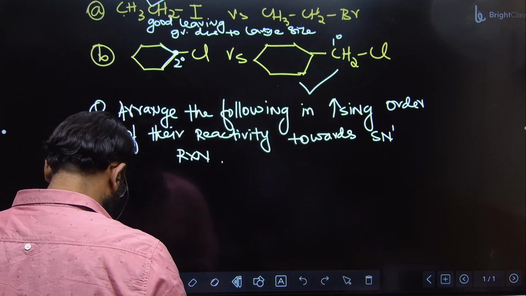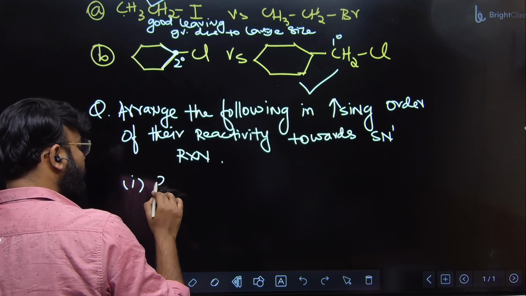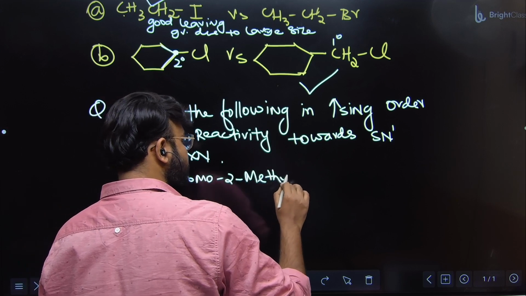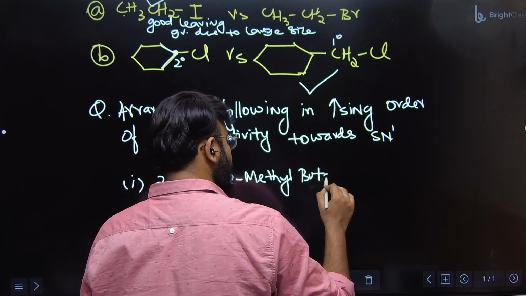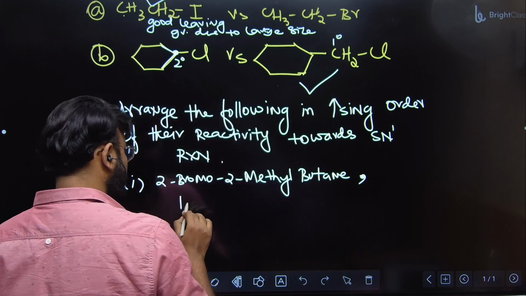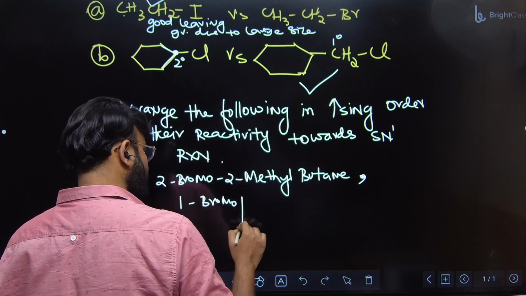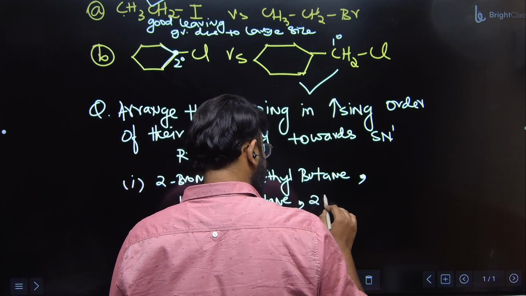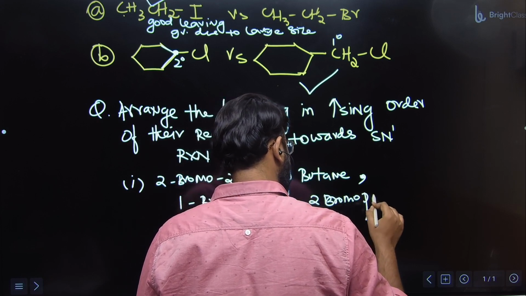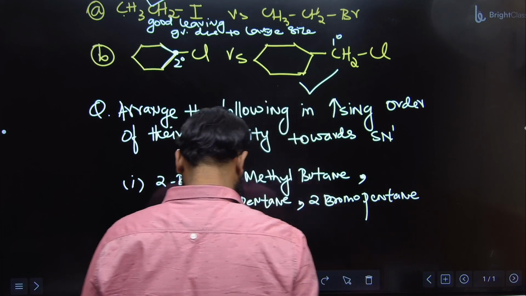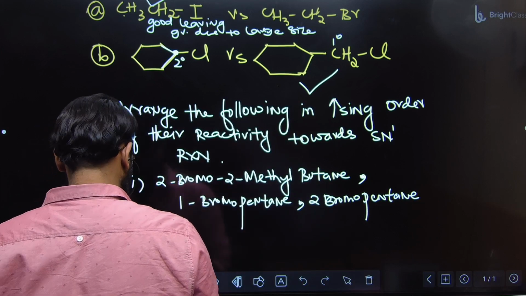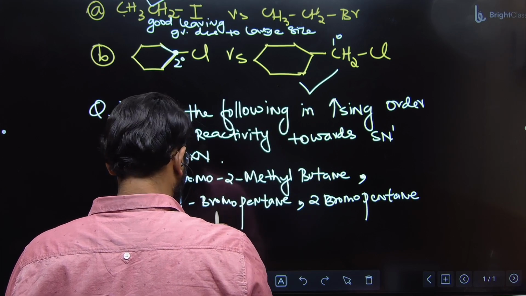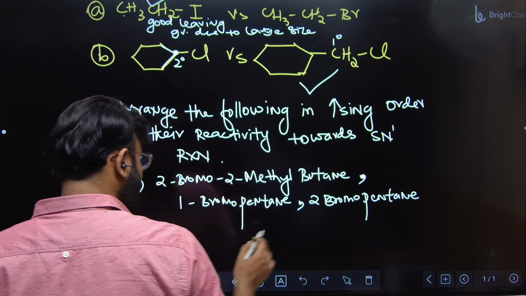They are asking increasing. Now your options are 2 bromo 2 methyl butane, 1 bromo pentane, and 2 bromo pentane.